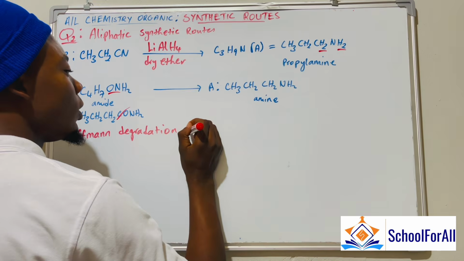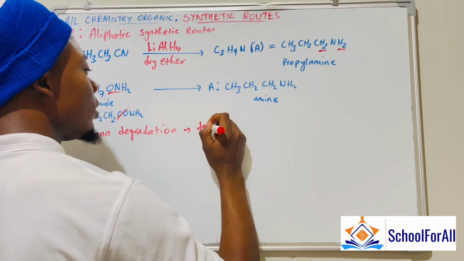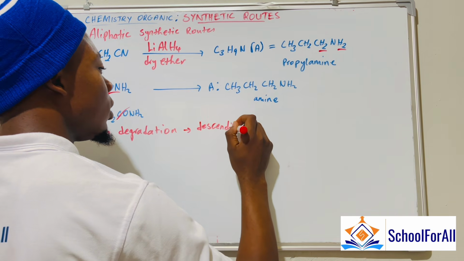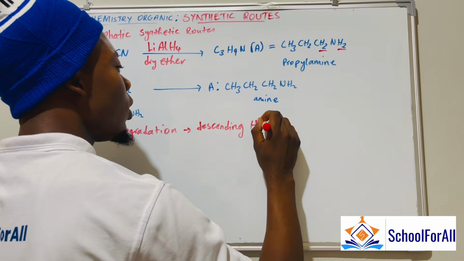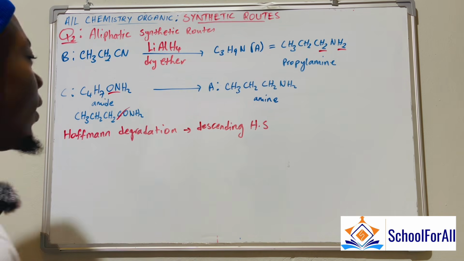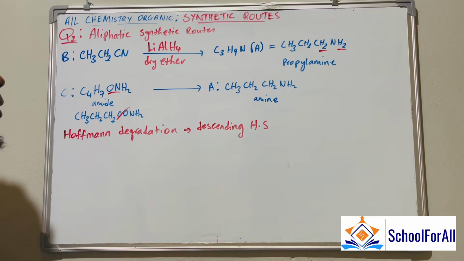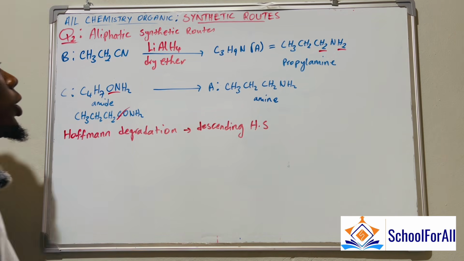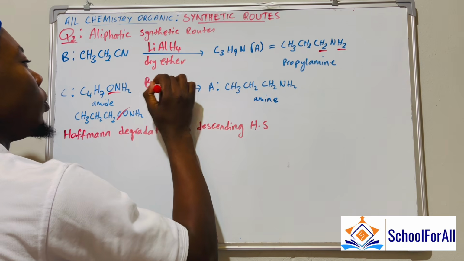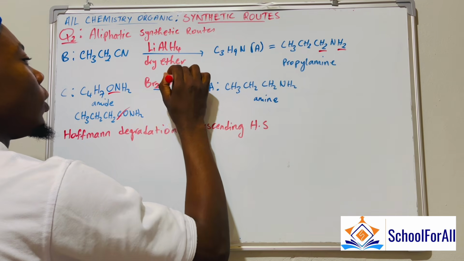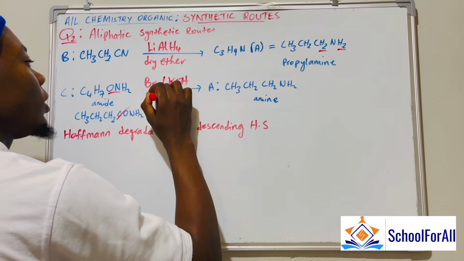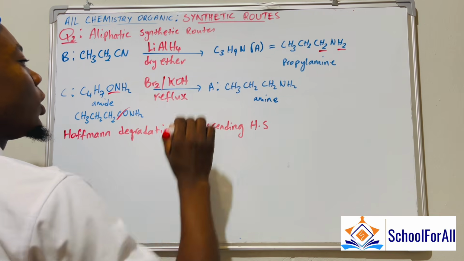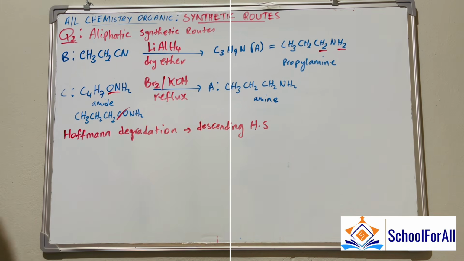So what's the Hoffman degradation all about? It is all about descending your homologous series. So it means that if you were having 4 carbon atoms at first, you now move to 3 carbon atoms. And what is the reagent of Hoffman degradation? The reagent is bromine in the presence of an alcoholic potassium hydroxide under reflux. So then I perform my Hoffman degradation.